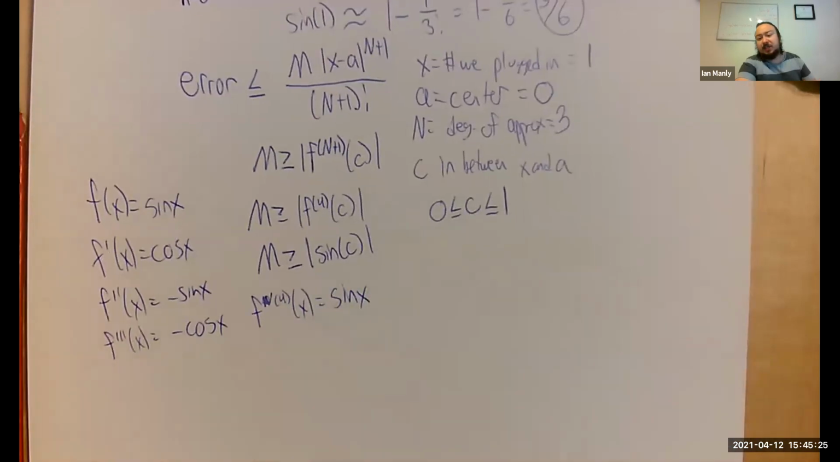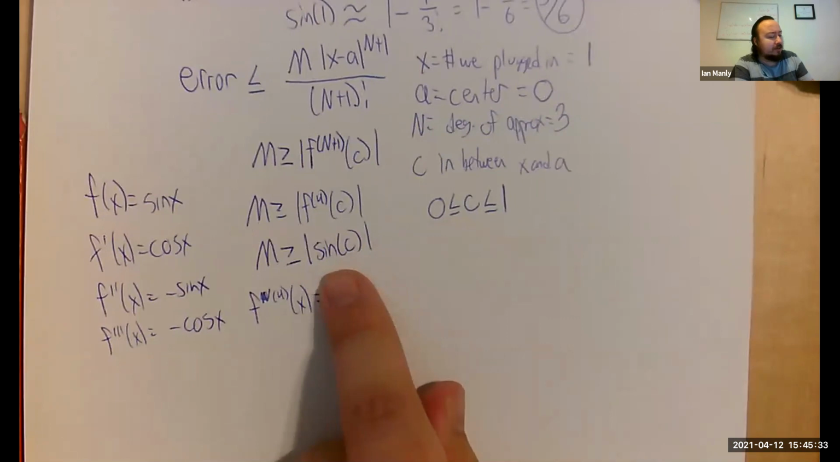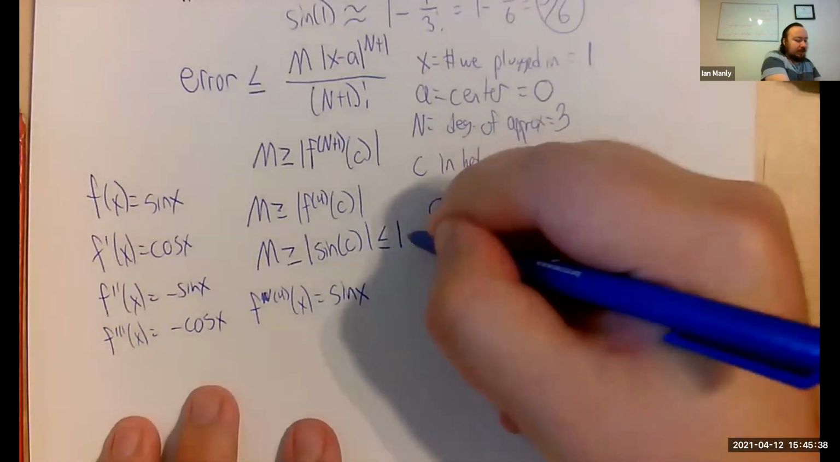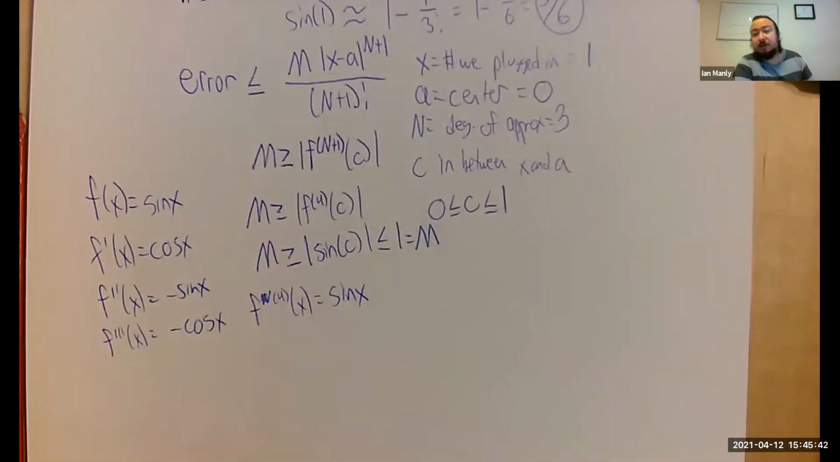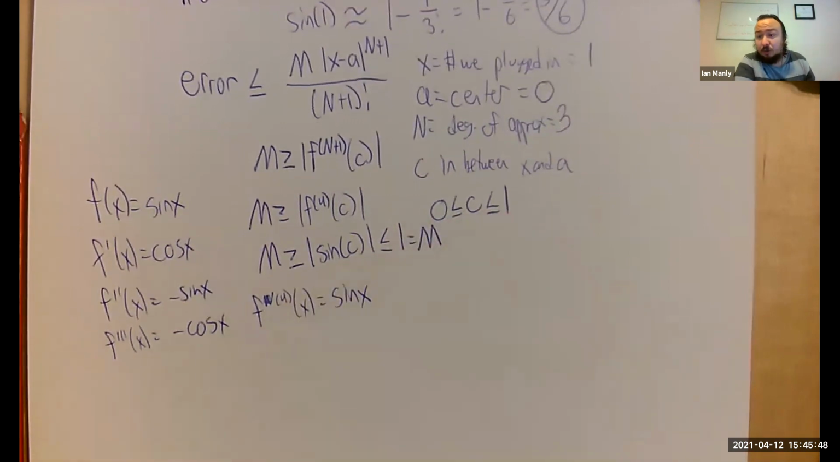Now, the nice thing about sine is that we didn't really even need to know too much about the c. For any input, we know the absolute value of sine is less than or equal to 1. So that could be our M for this problem. And 1 is a nice number to use here because sine of anything, including anything in this range, will have an absolute value less than or equal to 1.